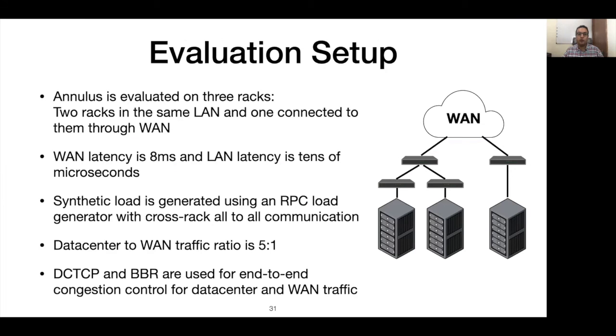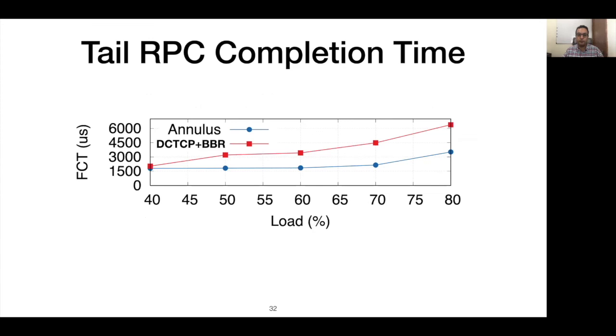Annulus test bed is comprised of 3 racks, 2 racks in the same data center and 1 connected to them through WAN. WAN latency is 8 milliseconds and LAN latency is in the order of tens of microseconds. We use 1 rack as a sender and the 2 other racks as receivers. To generate load, we use an RPC load generator where a machine in the sender rack sends traffic to all machines in the other 2 racks. The ratio between data center to WAN traffic is 5:1, and we use DCTCP and BBR as the end-to-end congestion control loops. We start by looking at the performance of data center traffic.